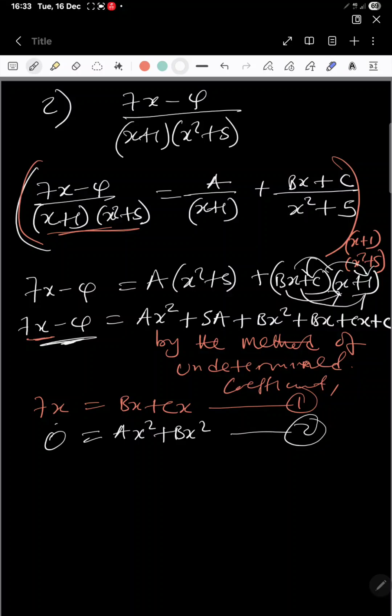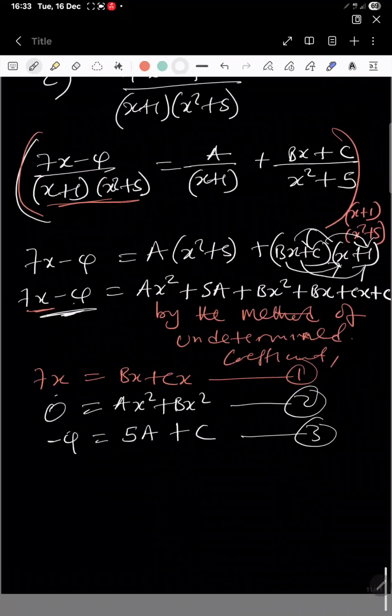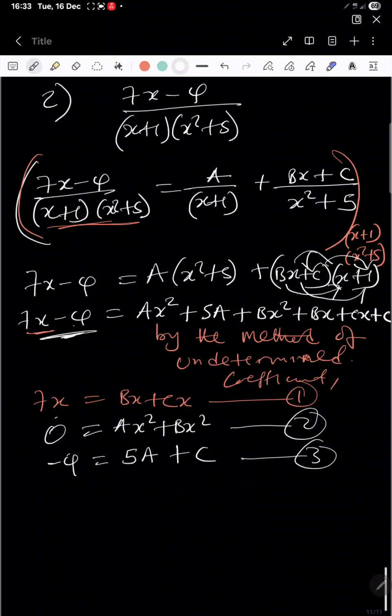Then again, we need to pick those that are only having a constant. So we have a constant here, this 4. We also have a constant 5a and a constant c. So we are going to say that negative 4 is equal to 5a plus c. So we have these three equations. So this is equation 3. And then from there, that's when you can get the values of a, b, and c.